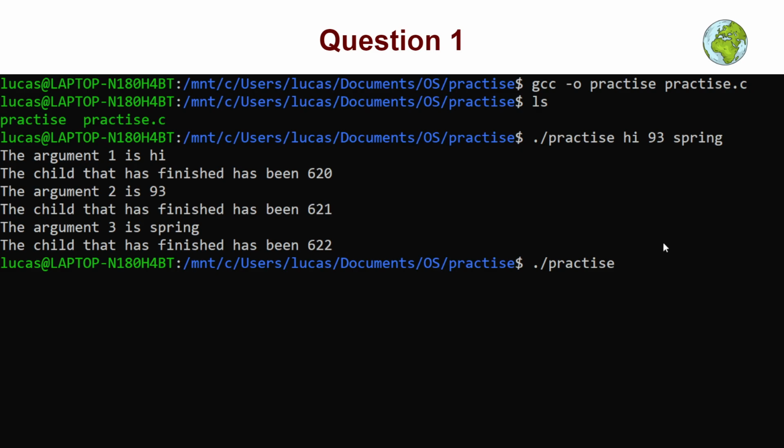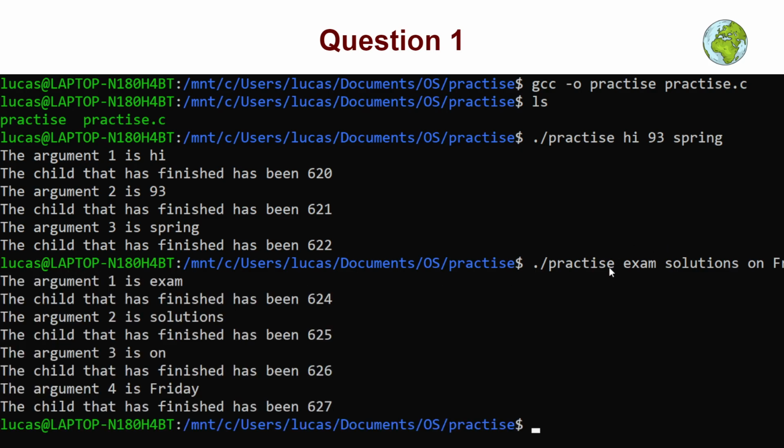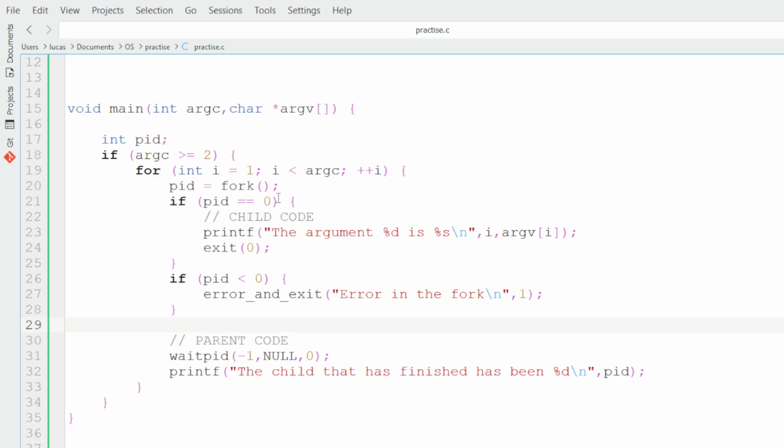We can here use more arguments, for instance, exam solutions on Friday. We run, and as we can see now, we have 4 arguments, and this is executed 4 times, right? The argument 1 is exam solutions on Friday. Very well. So everything works right now.